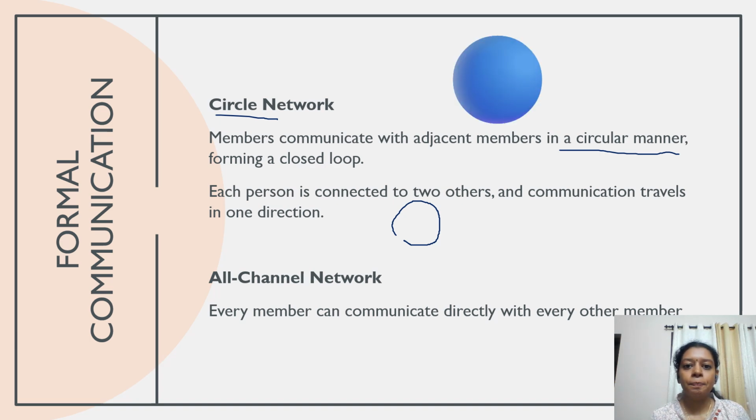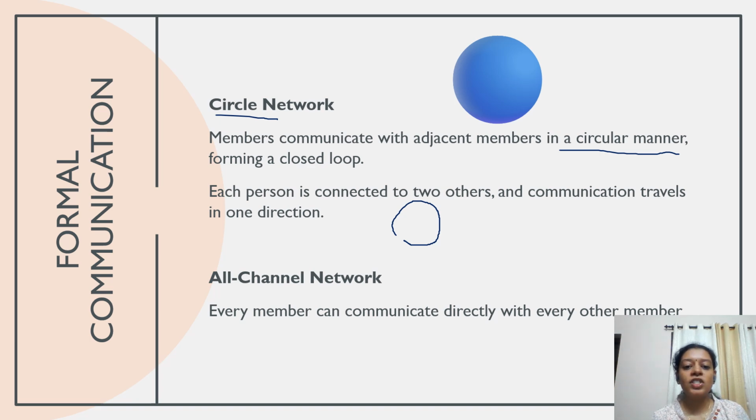For example, during a staff meeting, each teacher shares feedback in turn, right? The message goes around the group like a relay race. That is the circle network. Picture a round table meeting where everyone speaks in a circle, passing the ideas like a baton. It's a memory tip to remember the circle network.